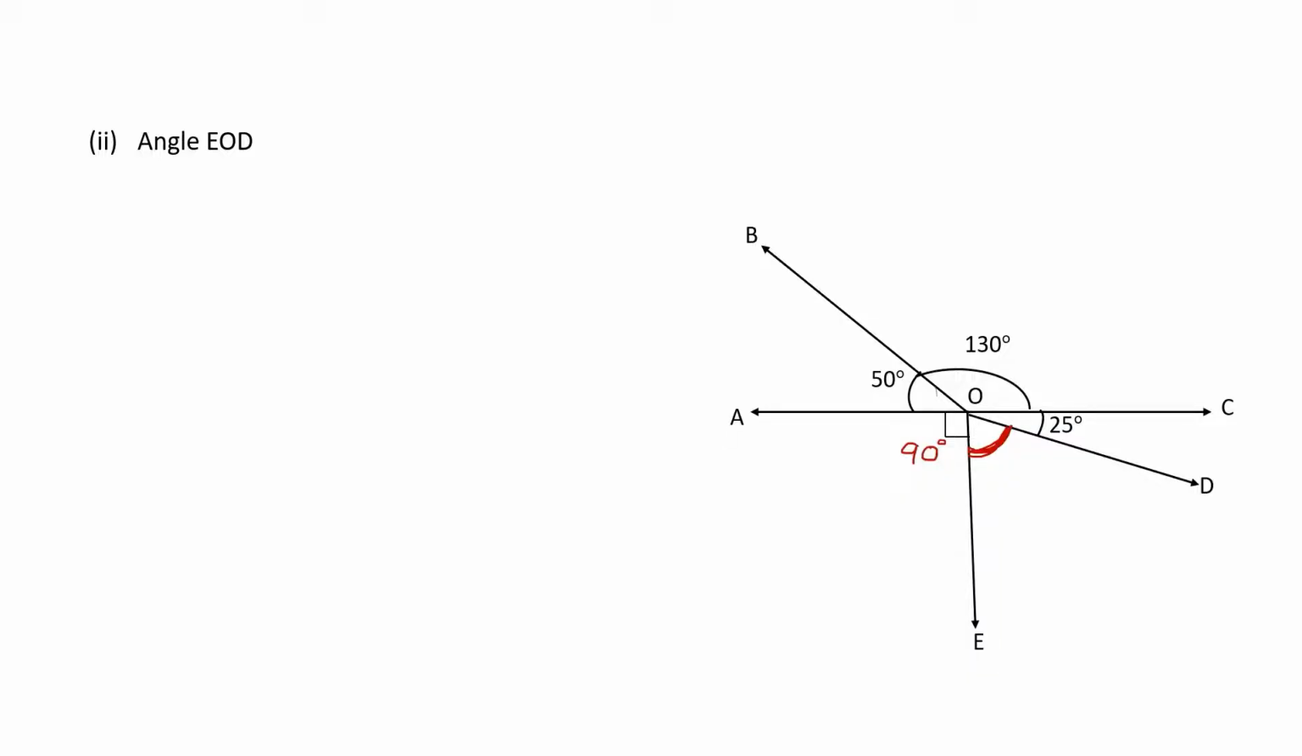Another way is we can use another property, the linear property, which says the sum of angles on a straight line equals 180. That means I can add up 90 plus 25 plus this unknown angle, and it should be equal to 180. So to find the unknown angle, I can add up 90 plus 25 and subtract it from 180. Now I'm going to work out the third method, which is the easiest.